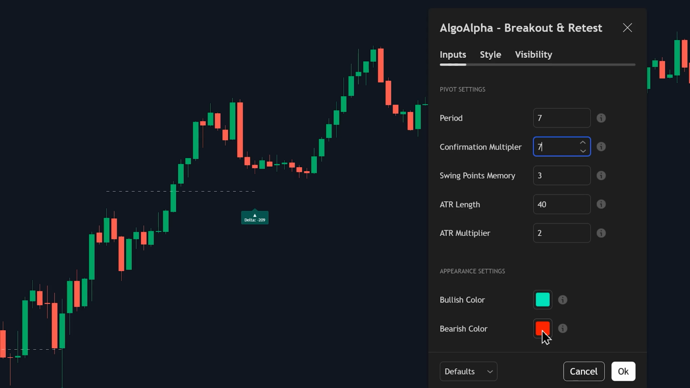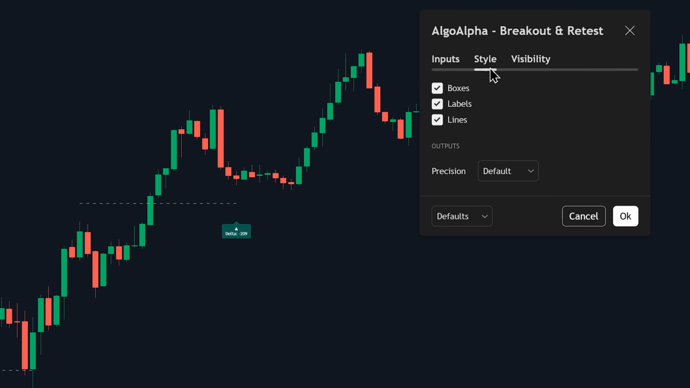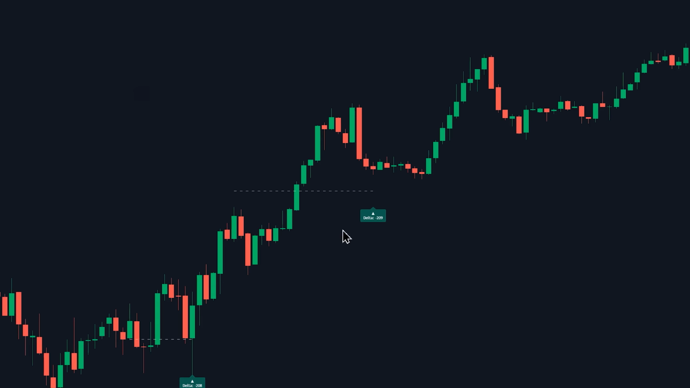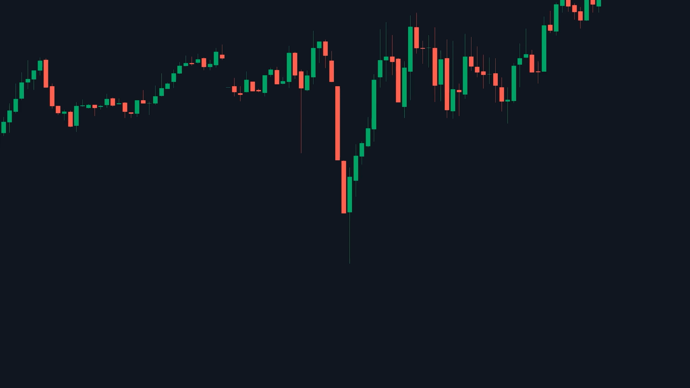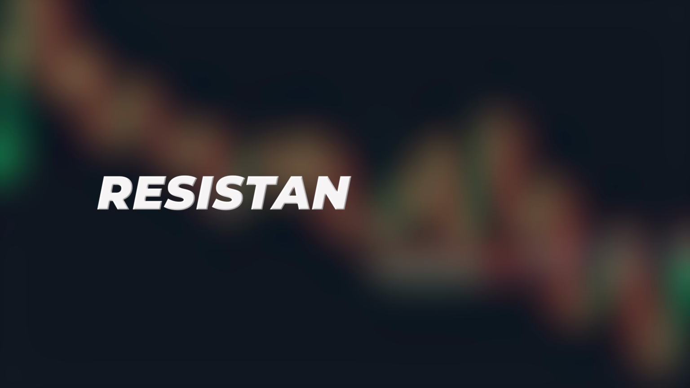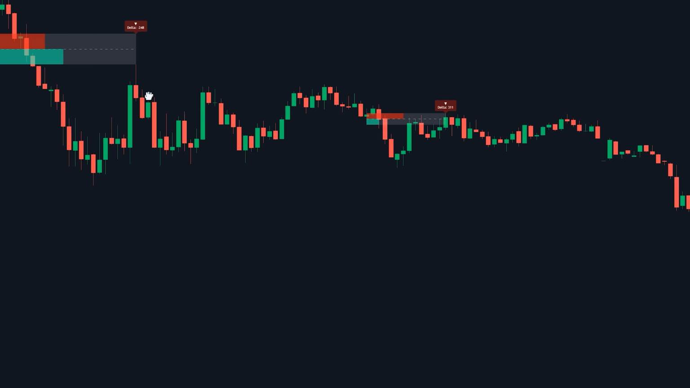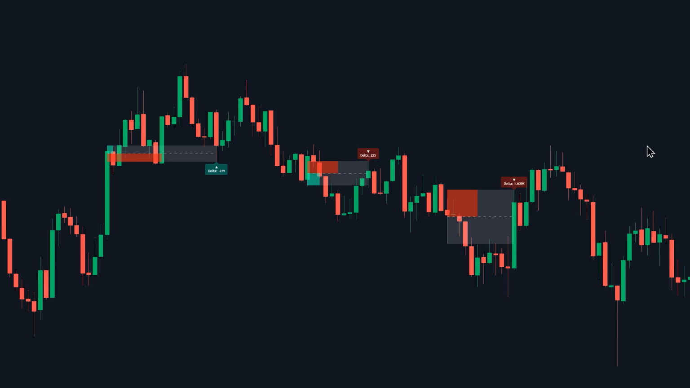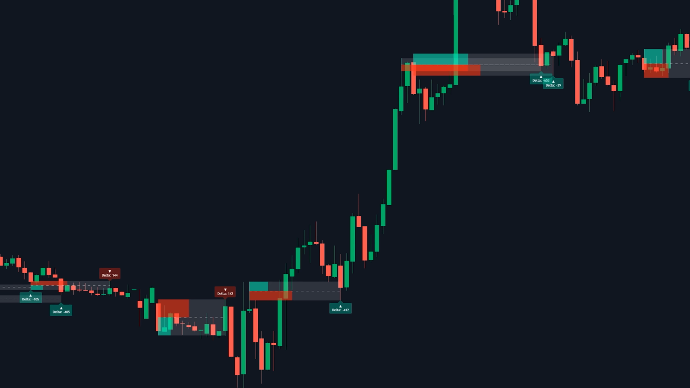The Style tab has several options that you can toggle on or off. After you've made your changes, click OK. Now, in order to use this indicator to trade by itself, the basic idea is for a long position, you identify a resistance level and then you wait for a break and a retest of that level, and then you take the position provided the delta volume is positive and exceeds a certain threshold, for example 1000.